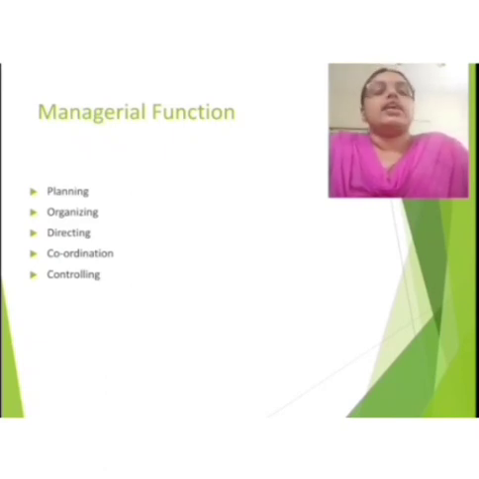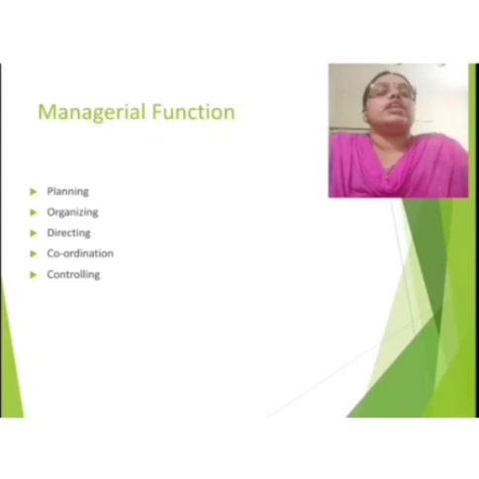After directing, the next function is coordination. Coordination is considered the essence of management. This coordination function is done at all levels of the organization, whether the top level, middle level or lower level. The entire activities of the organization are properly coordinated in order to achieve the objectives of the organization.